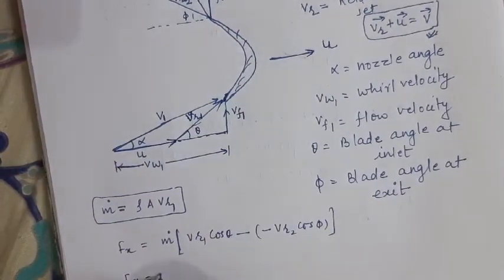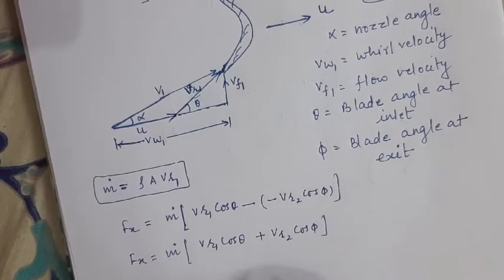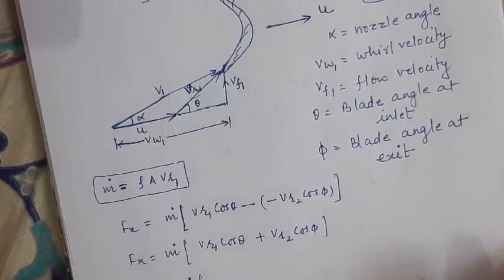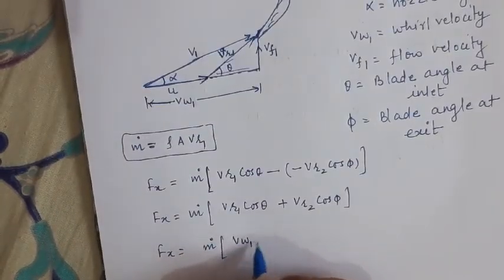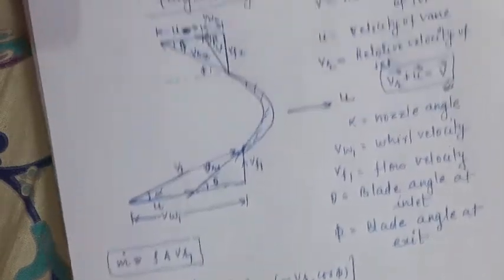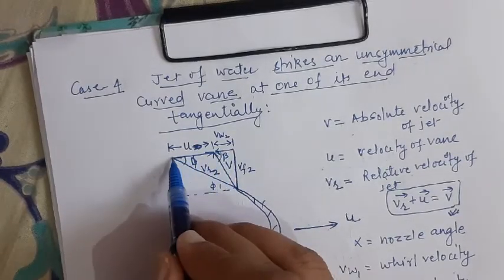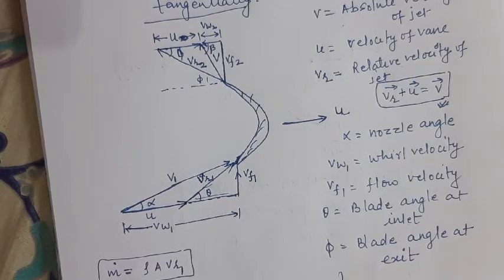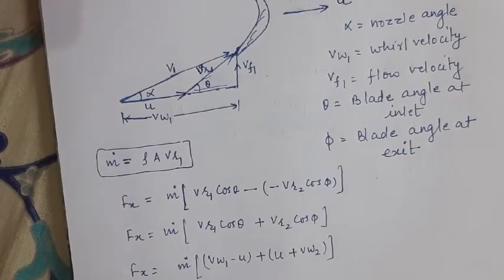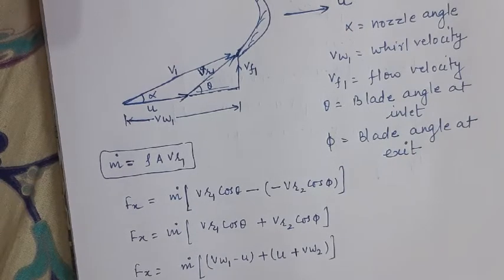Now put these values: m dot times (VR1 cos theta plus VR2 cos phi). From the velocity triangles, VR1 cos theta can be written as VW1 minus U, plus VR2 cos phi. VR2 cos phi is equal to U plus VW2. Therefore, Fx would be m dot times (VW1 minus U plus U plus VW2). U and U cancel out. It will be m dot (VW1 plus VW2).